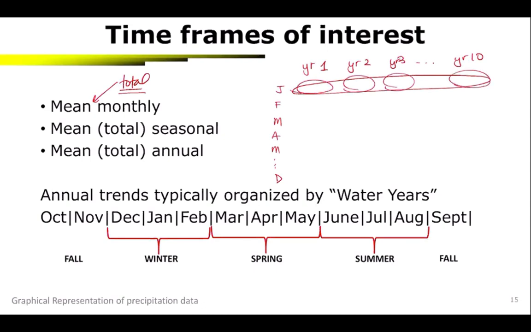You're not going to just grab those precipitation events and average them. You're going to sum and get the total for that January, the total for this January, the total for this January, the total for that January, and then you're going to take the average of the total Januaries. Okay, and that's going to give you your mean monthly precipitation.